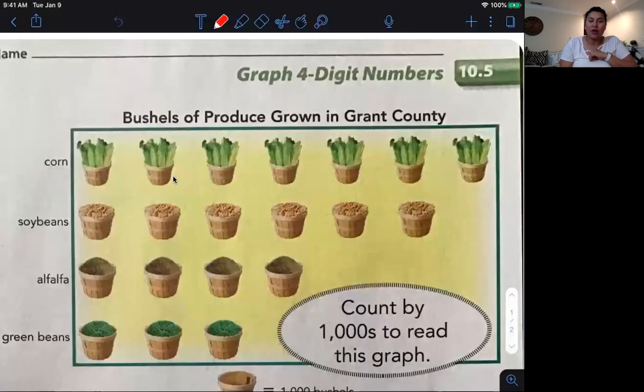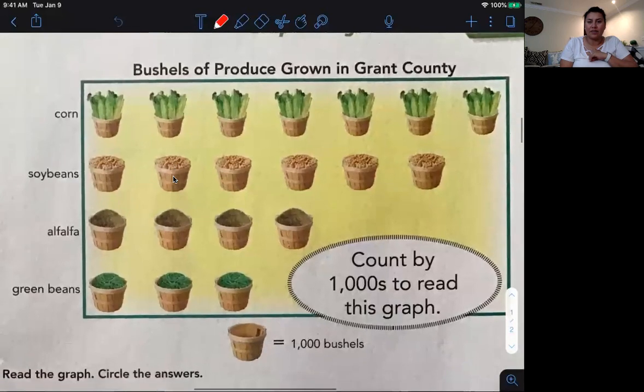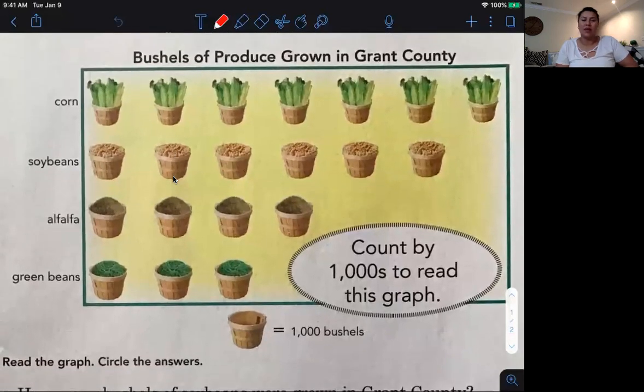And your paper should have a graph on it. Today we're talking about graphing 4-digit numbers. It should be a graph that has corn and soybeans, alfalfa, and green beans. I want you to take a look at this graph for a second. Right at the bottom down here, it's telling us some very important information.